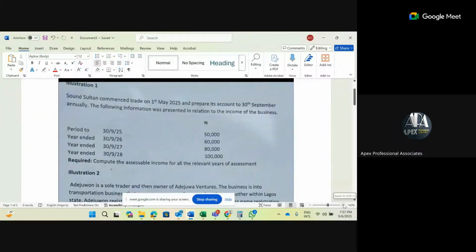So South Sultan commenced trade on 1st of May 2025 and prepares his accounts to 30th of September annually. The following information was presented in relation to the income of the business. We have the following figures stated to us, and the requirement is that we should compute the accessible income for all relevant years of assessment.